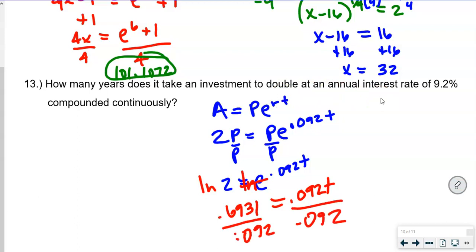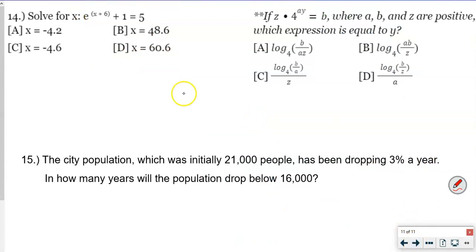Sorry, I don't know why that did 2 dots there, but... And so when we divide 0.6931 by 0.092, I got that t is equal to 7.5 years. Okay? So 14 says solve for x again.